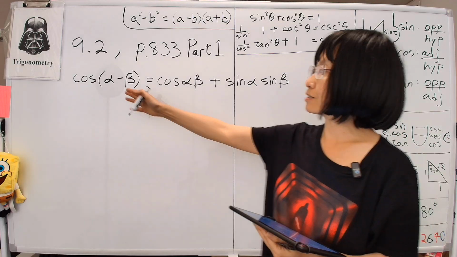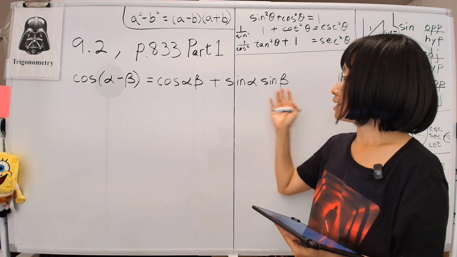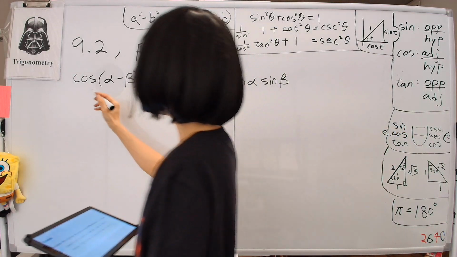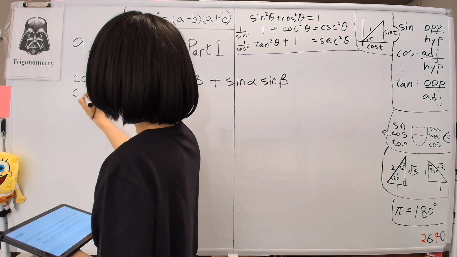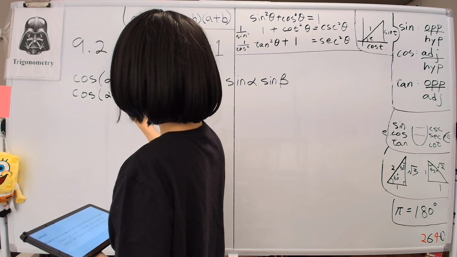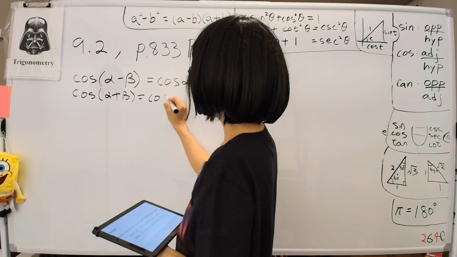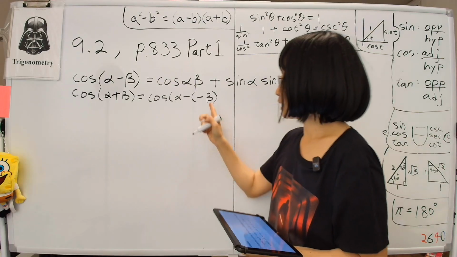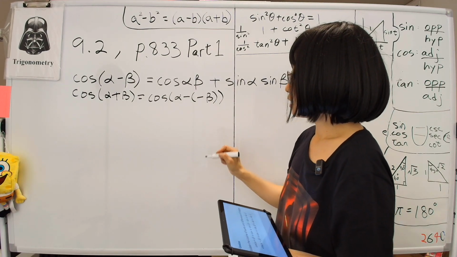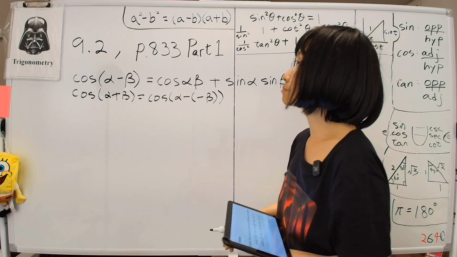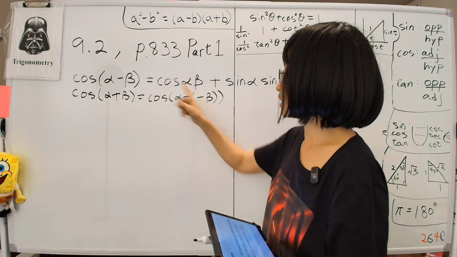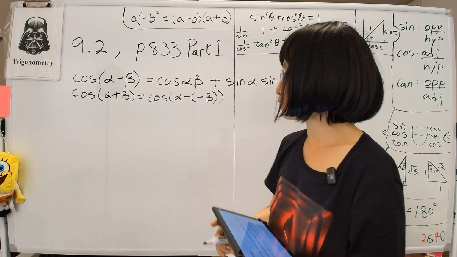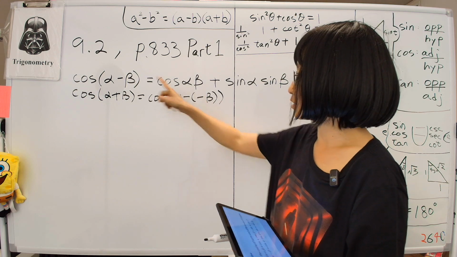So now I wrote down the cosine of alpha minus beta formula that we just proved. Now the question is, how do we work the cosine of alpha plus beta in there? Cosine of alpha plus beta is equal to cosine of alpha minus negative beta. In other words, we are going to plug this thing in here to use this formula to figure out what cosine of alpha plus beta is. Now this is going to be the new beta.